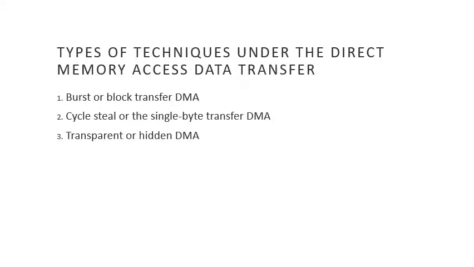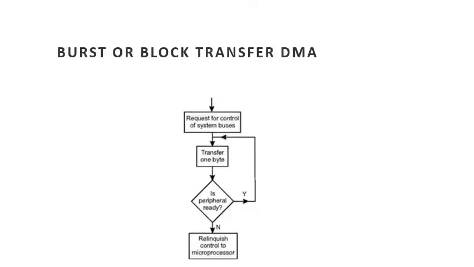Types of techniques under direct memory access. There are three types of techniques under direct memory access: burst or block data transfer DMA, cycle stealing or single byte transfer DMA, and transparent or hidden DMA. Burst or block transfer DMA.